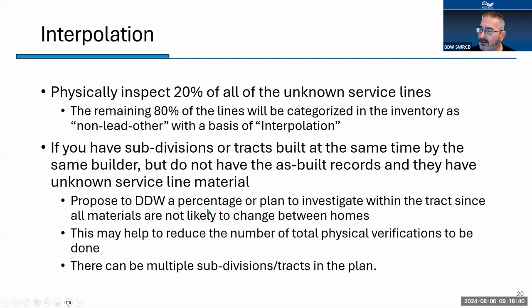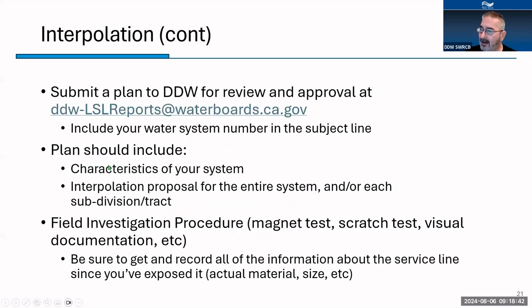And what we do want you to include are characteristics of the system and your interpolation proposal for the entire system and each tract if you have those. Like I said, we can consider a lower percentage for a tract that was all built at the same time. And it might help you lower that number of field inspections that has to be done. Tell us how you're going to do it.